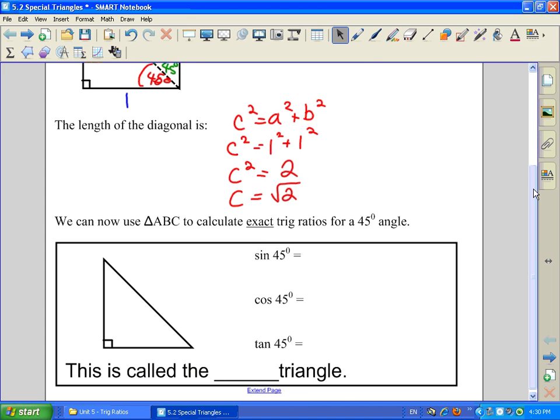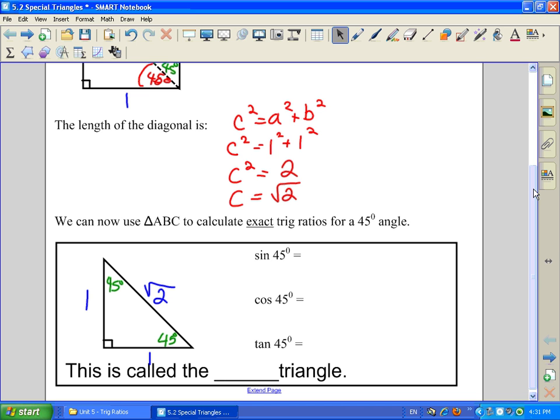So we're going to transfer that information down into this triangle here. So what do we know? We know that the two side lengths on the outside are a unit length of 1. We know that the diagonal is root 2. And we also know that the angles are 45 degrees. Awesome. So now what we can do is calculate the sine, the cos, and the tan of this special triangle.